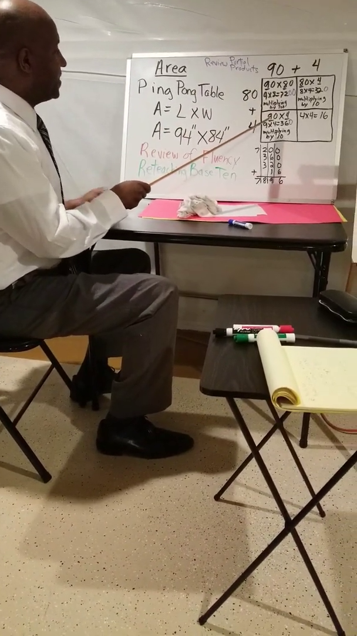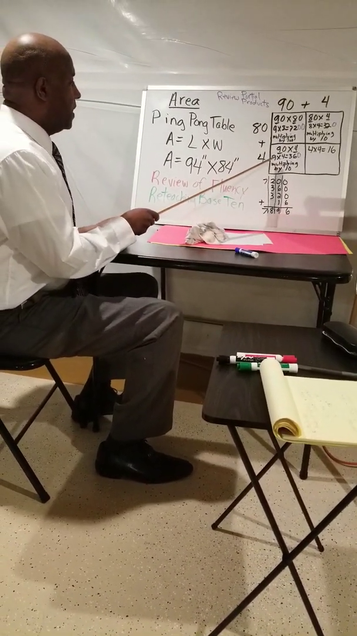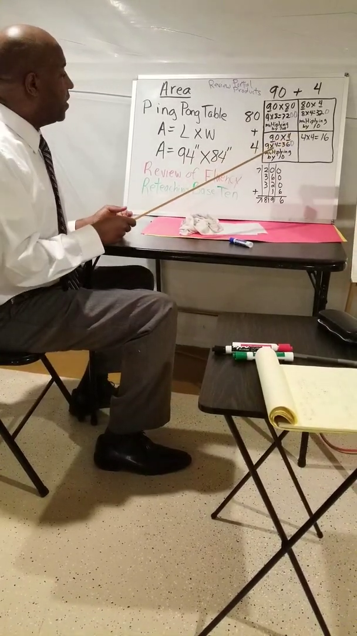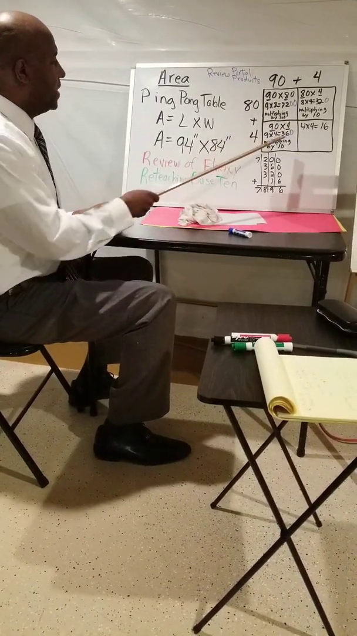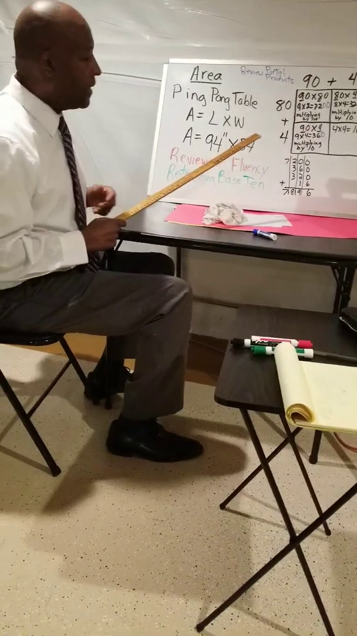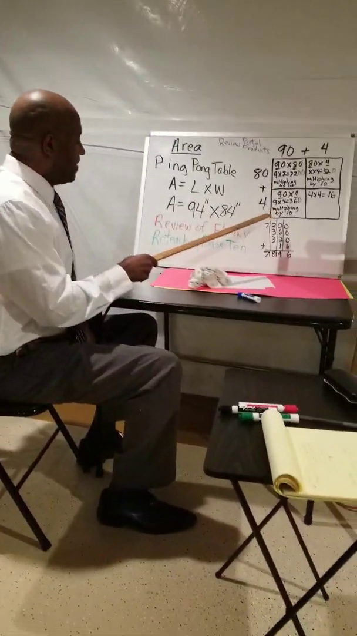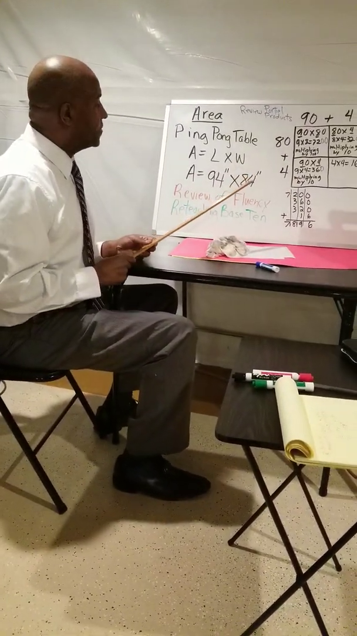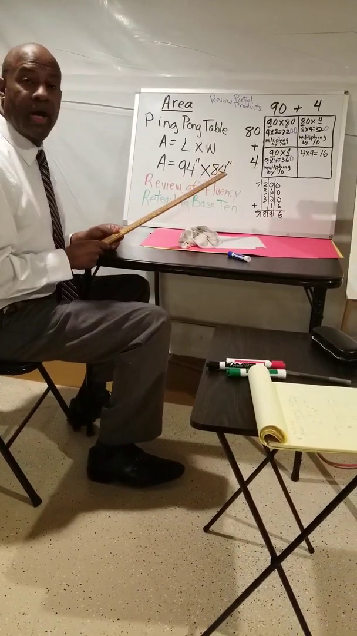Then we have 90 times 4. 9 times 4 is your fluency part. 9 times 4 is 36. The 0 is really base 10, multiplying by 10. So 36 times 10 will give you 360.